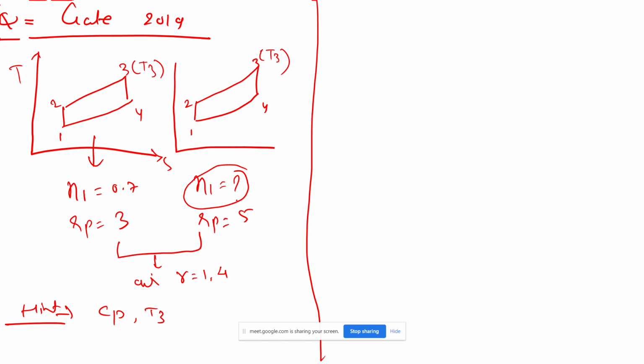There is one more hint in this question. They have said that the actual work W actual of turbine one is equal to the actual work done by turbine two. So both are equal. You have to use this to calculate the isentropic efficiency. Now I think the question has become a bit simpler.